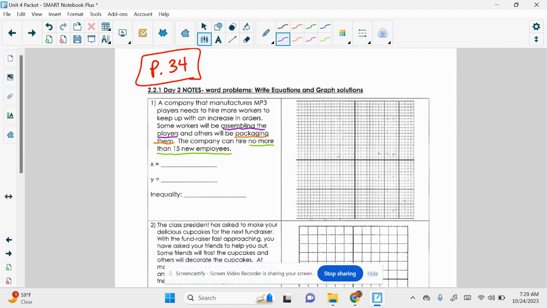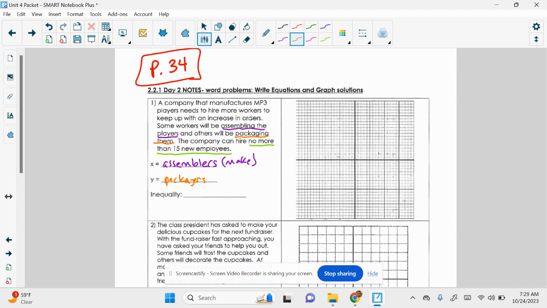So in these problems, in all word problems, we want to figure out what are the variables that we're working with. So here's the deal. The variables and things that are changing are assemblers. So those are people who actually assemble or make the iPads or MP3 players. And then we have packagers. And those are people who put it in the really nice boxes that you buy in the store.